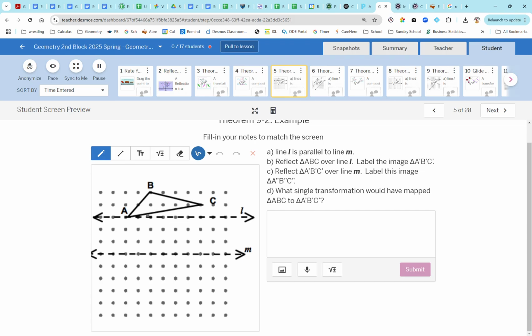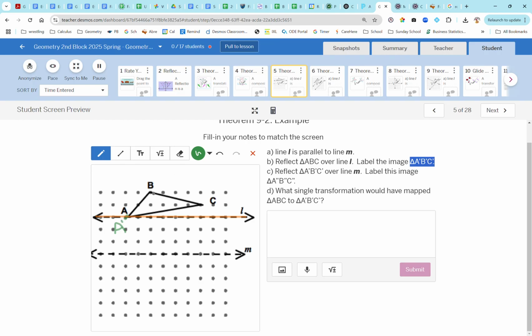You can see we have triangle ABC, and it first asks us to reflect it across line L. And we're going to label that image A prime, B prime, C prime. So first of all, let's make sure we understand what we're reflecting across. It's this line right here that we'll reflect it across. Now the cool thing is, when we look at our first point, A is on the line of reflection, so A prime will be at the exact same spot. Anything on a line of reflection does not move.